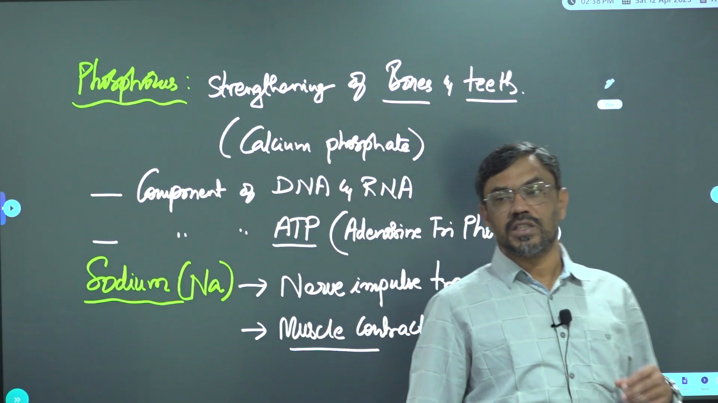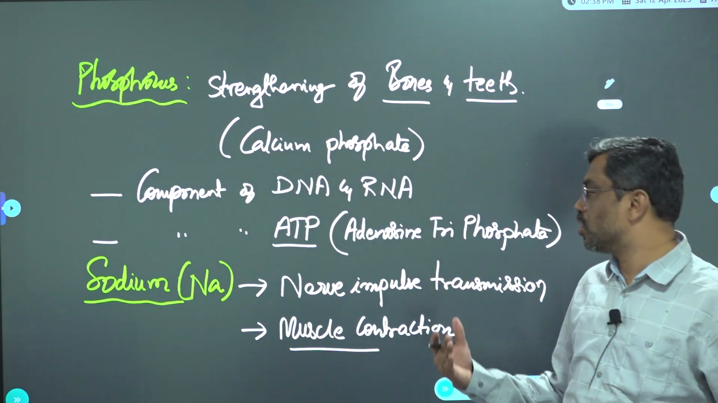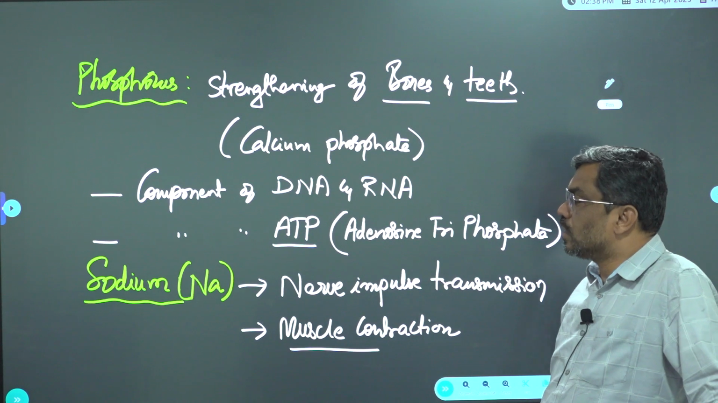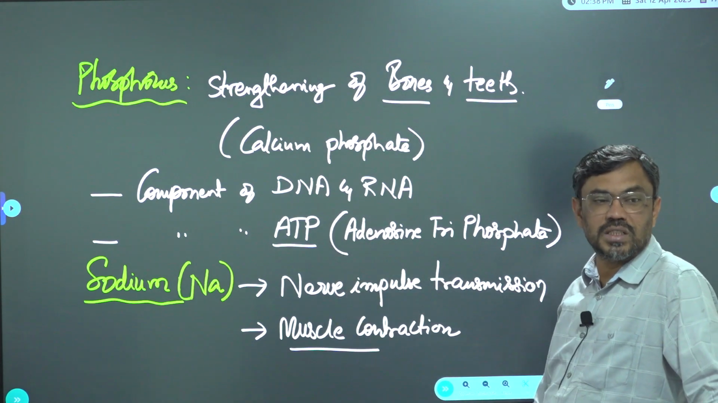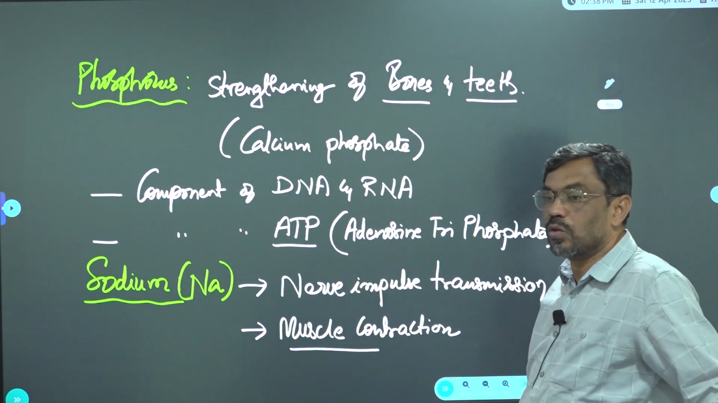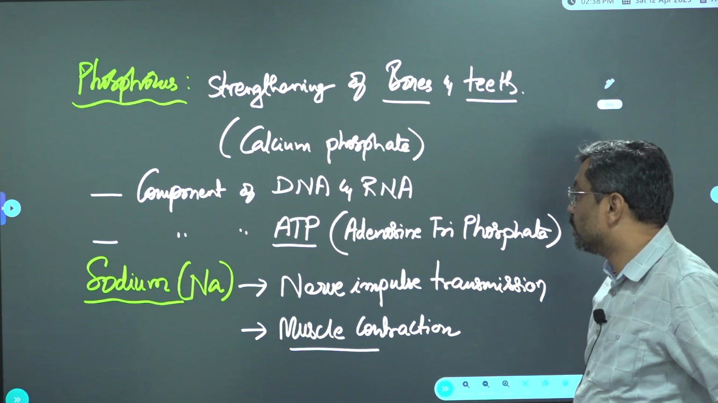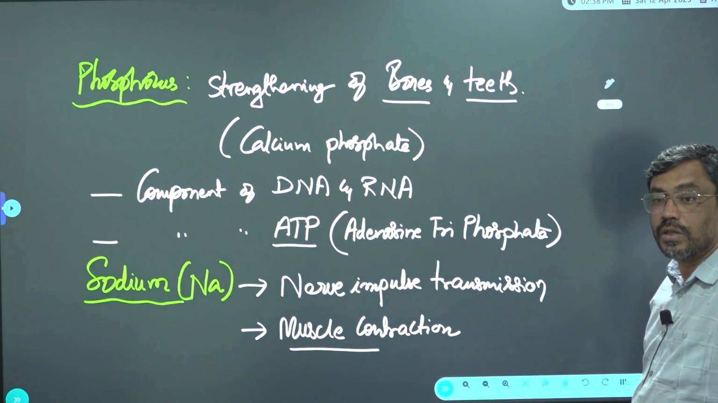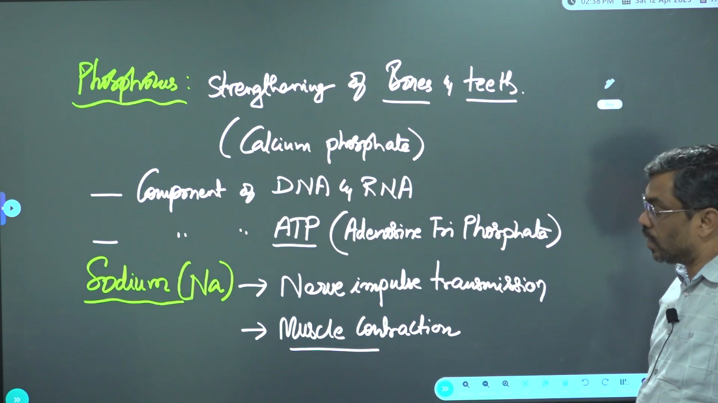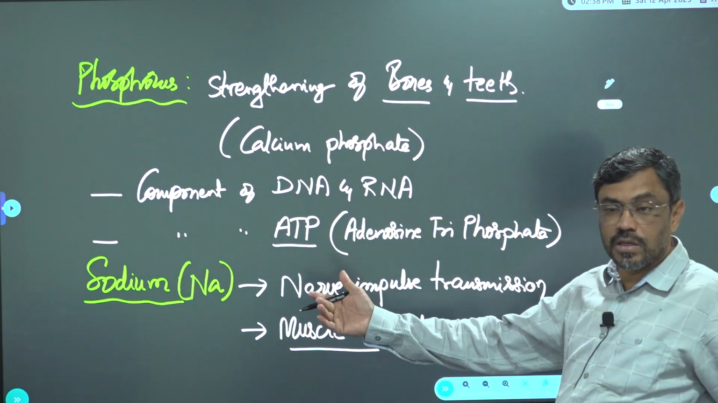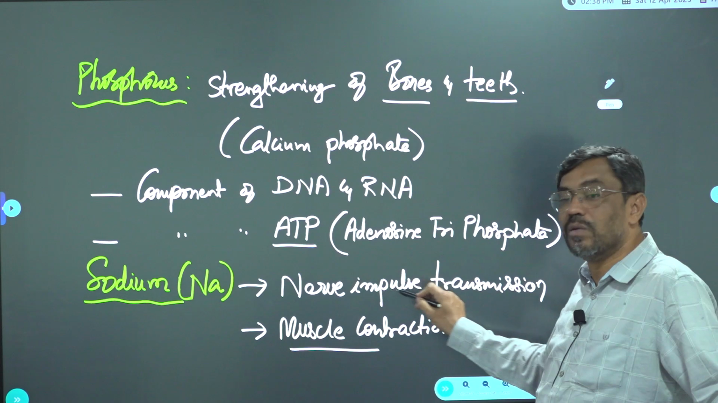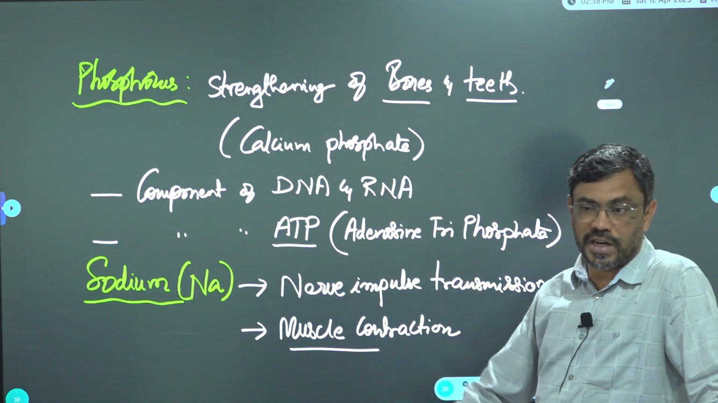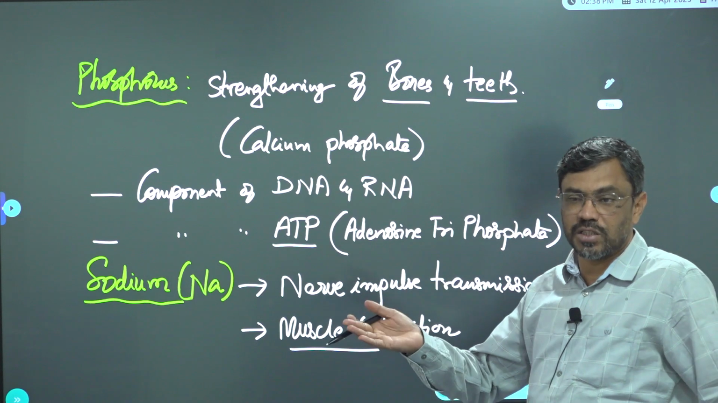Which of the following elements are required for muscle contraction? The options were sodium, calcium, and iron. So the answer is sodium and calcium, both involved in the muscle contraction process. Calcium directly involves in the muscle contraction process, as it is in the bones. But sodium is useful for nerve impulse transmission. That means it carries the signals for muscle contraction.